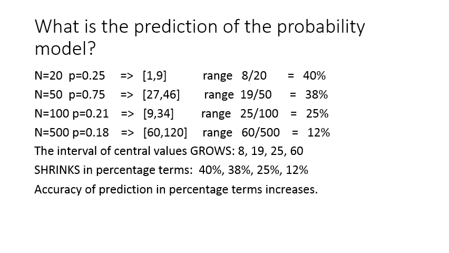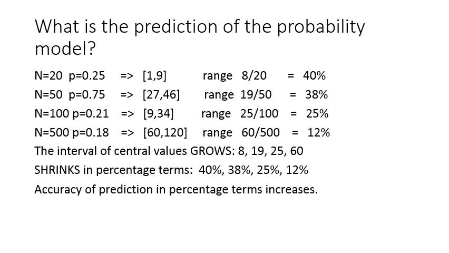So at 20, the range was 1 to 9, which is about 40%. At 50, the range increased to 27 to 46. But as a percentage, it decreased to 38%. When you had 100 trials, the range of acceptable values was 9 to 34. So the size of the range is 25, which is bigger than the size 19 earlier, but as a percentage, it is smaller. Finally, with 500 trials, the range was 60 to 120. As a percentage, this is 12%.